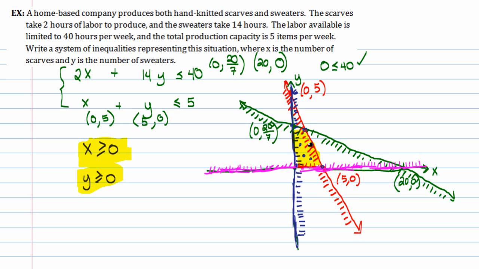values of x and y that work with this situation. In other words, that we're working less than 40 hours a week and we're making less than or equal to 5 items per week. Okay. But anything outside of the shading, we're either working too much or we're making too many items. All right. That's it for this lecture.